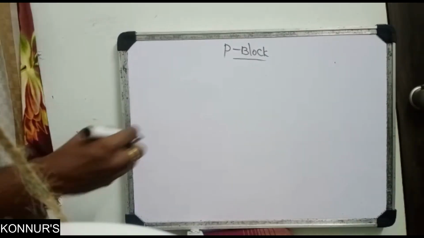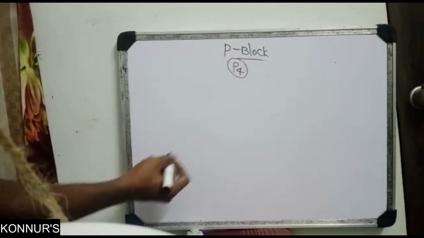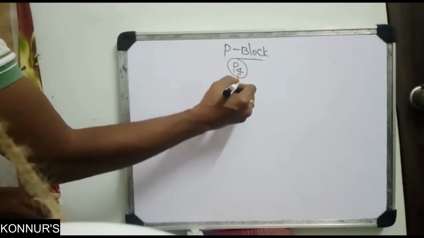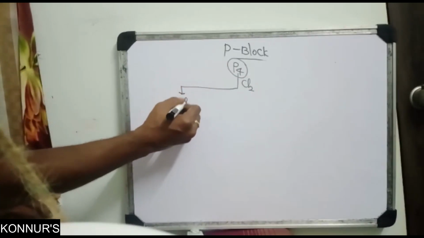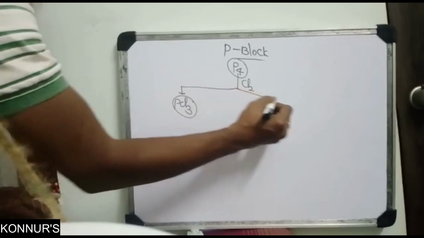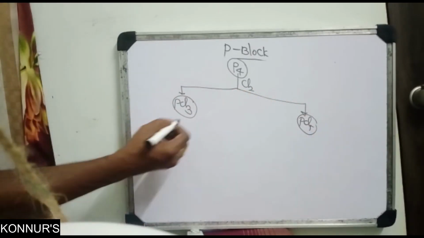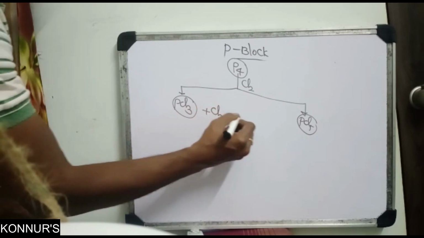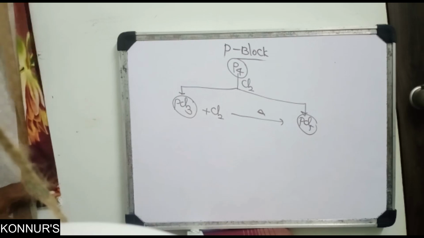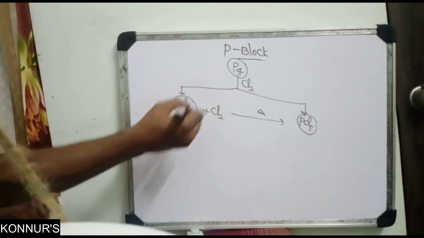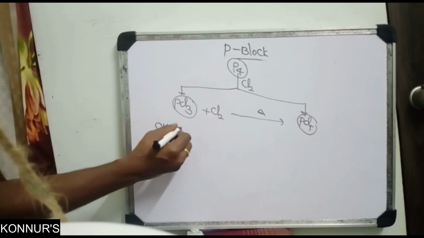Next, phosphorus chlorides are important here. P4, phosphorus treated with chlorine, gives PCl3 and PCl5. PCl3 treated with chlorine gives PCl5. What is their importance? In organic chemistry, these are very important.